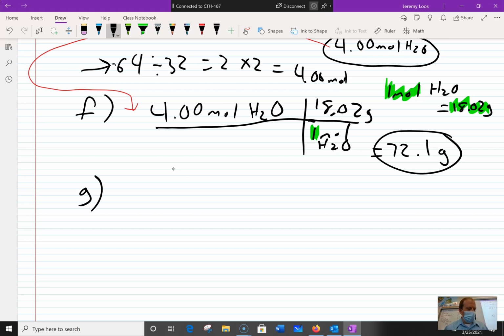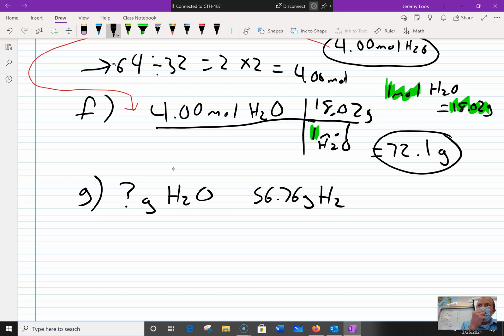Okay, so G. Here we have, again, G is where we're at. Again, I would call this the classic gram-to-gram stoichiometry problem. It's saying how many grams of water can be produced from 56.76 grams of hydrogen. Okay, so going from grams to grams, this is going to take 3 steps. I got to turn the grams to moles of hydrogen so that I can use the ratio. I got to think about what the mole ratio is between hydrogen and water, using the coefficients, and then I'm going to change it back to a mass again.